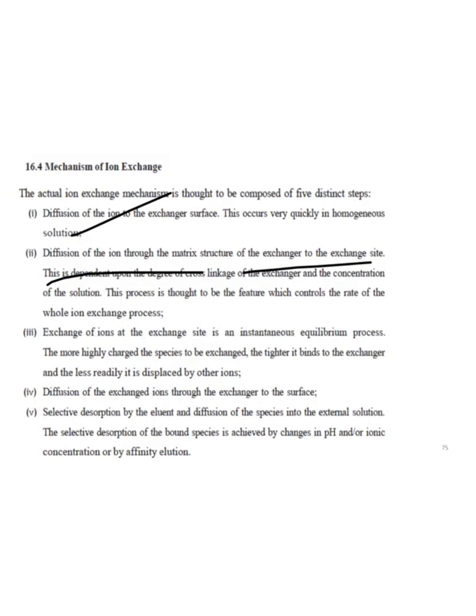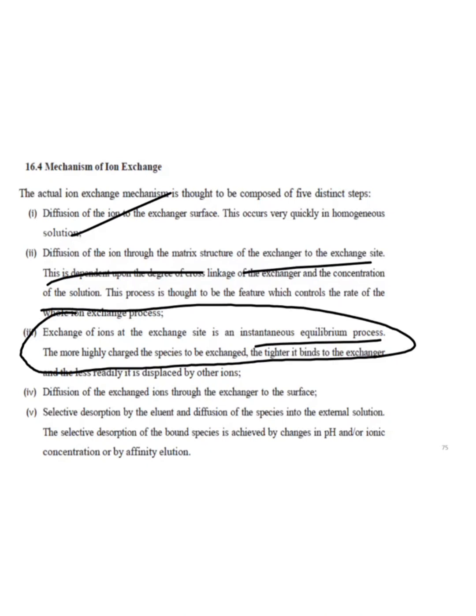And in the third step, exchange of ions at the exchange site. Instantly, it means exchange of ions. What I have told, exchange of ions taking place, whether it is a cation exchange regime or anion exchange regime, the exchange of ions will be taking place while the mobile phase comes in contact with the stationary phase, and further diffusion of exchange ions through the exchanger, and it is separated by the eluent.